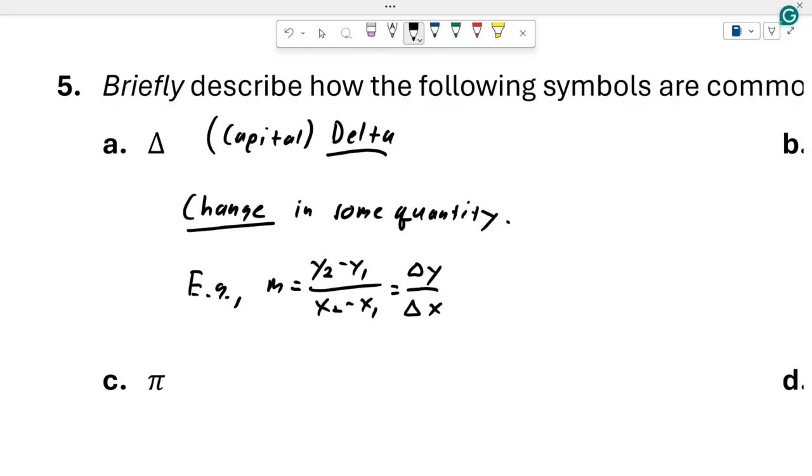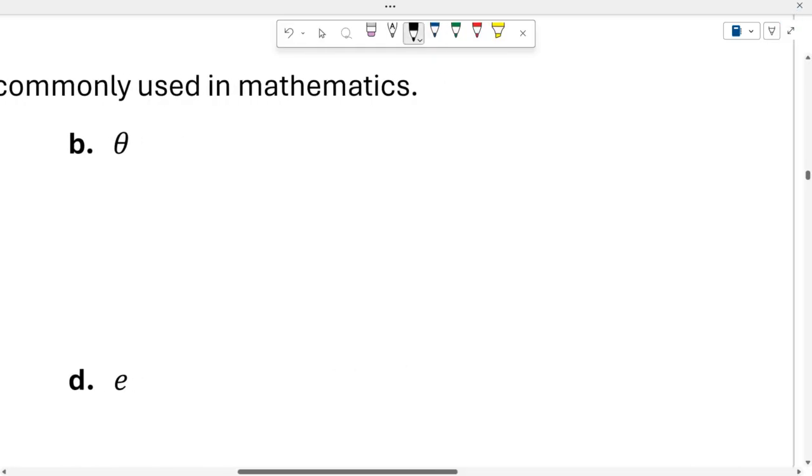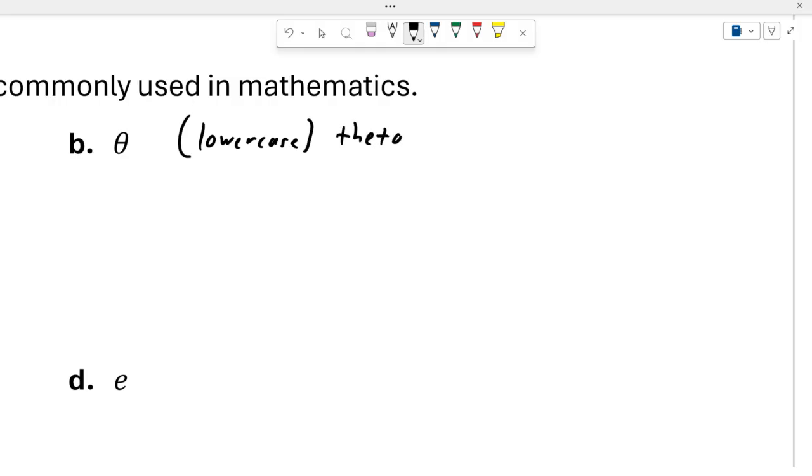We want to make sure that we're comfortable with the delta symbol and terminology. All right, B. B is again a Greek letter, and this time it's a lowercase letter, a lowercase theta. It's commonly used, and certainly in this class I think this is going to be the only context in which we ever use this symbol, for angle measurement.